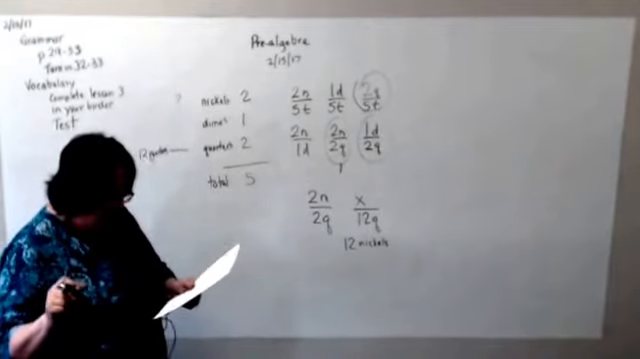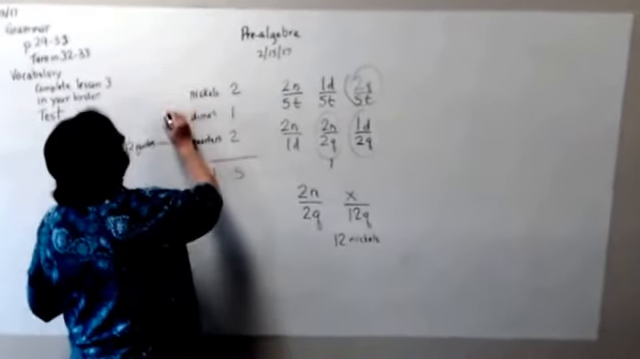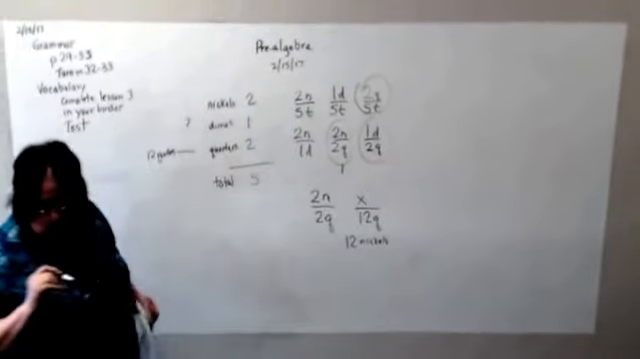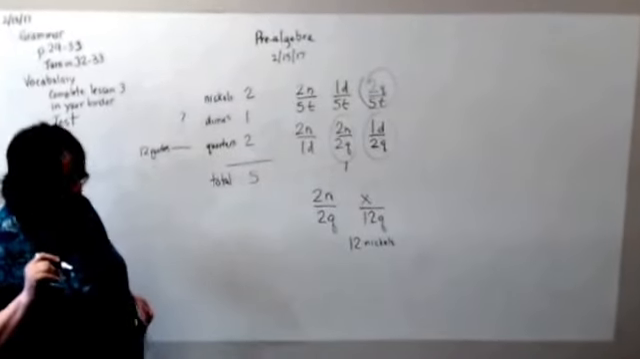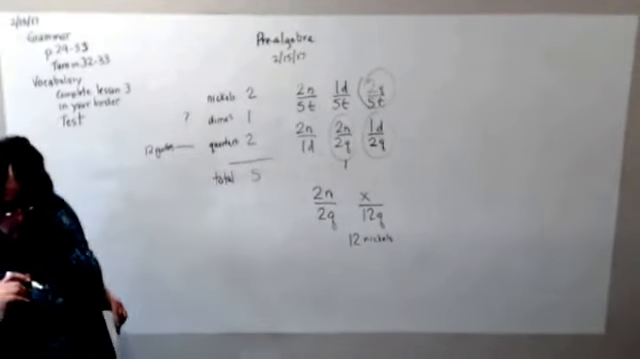Now the next question is, if he has 12 quarters, how many dimes does he have? Which one are we going to use now, Ethan? We're comparing quarters to dimes.